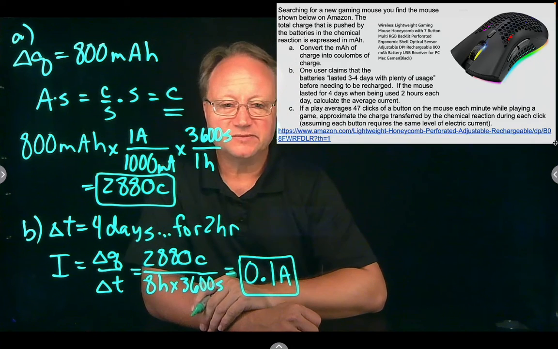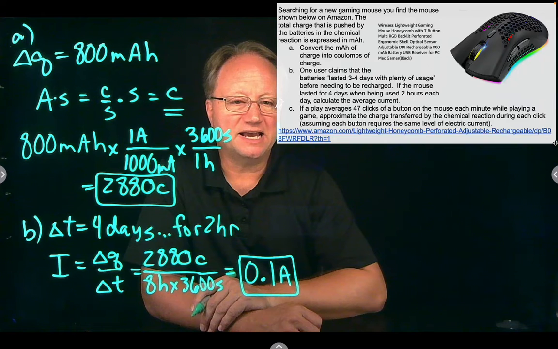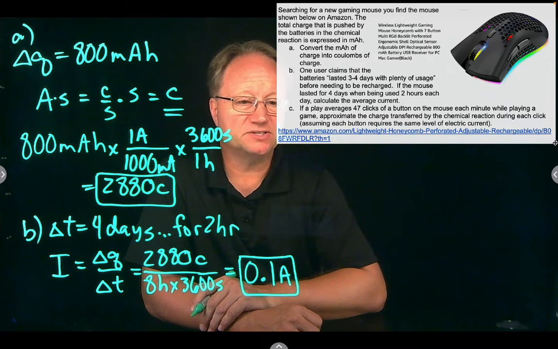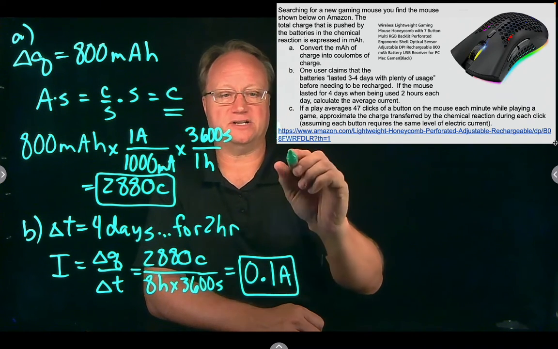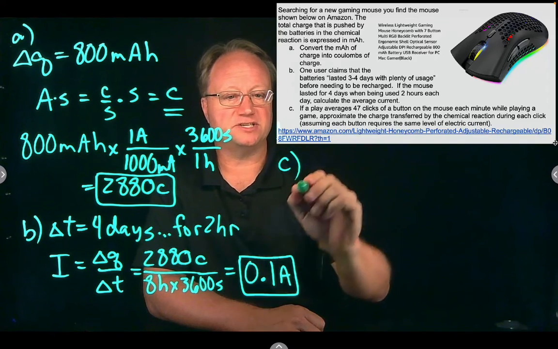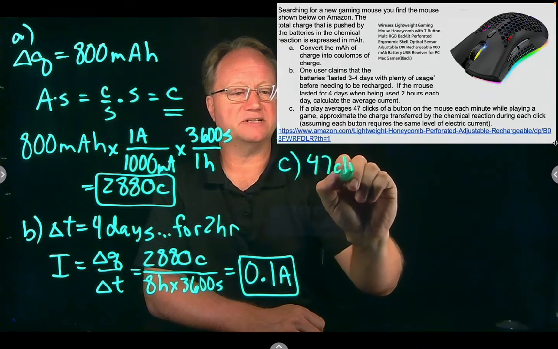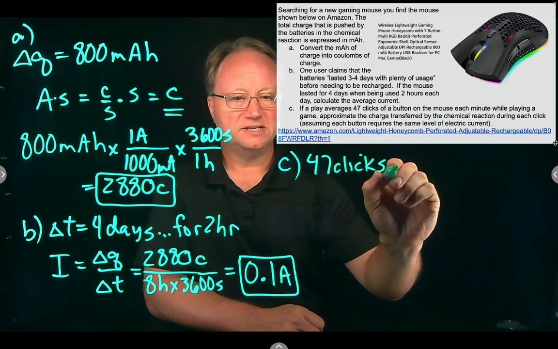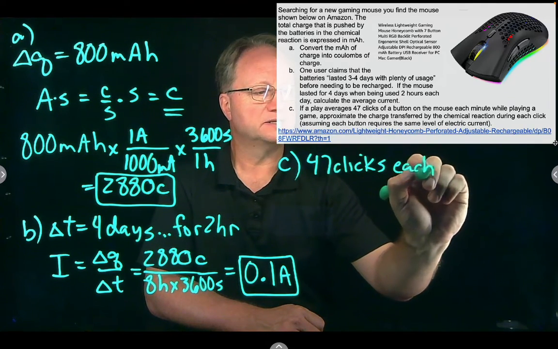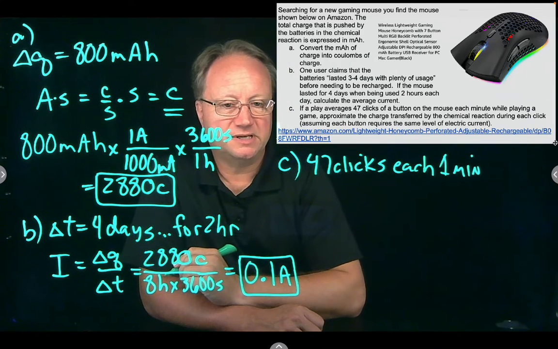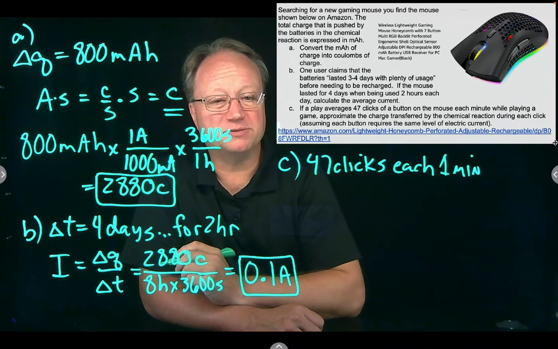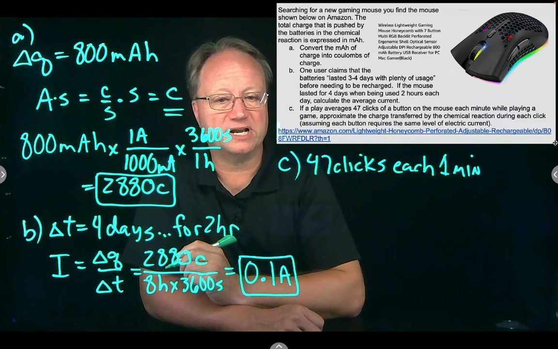Part C. If a player averages 47 clicks on the mouse each minute while playing a game, approximate the charge transferred by the chemical reaction. So then we have a couple of things here. We have 47 clicks of the mouse each minute, and we want to approximate the charge transferred in the chemical reaction.